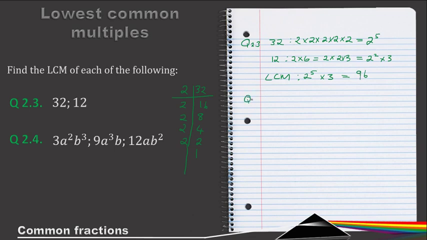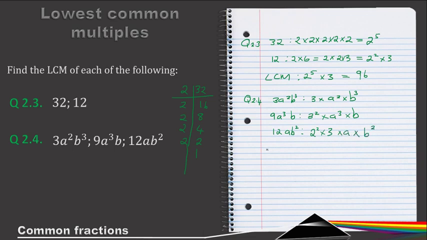Then for question 2.4, we've got 3a squared b cubed, and then 9a cubed b, and then 12ab squared. Alright, so now to break this up, we've got 3 times a squared times b to the power of 3. 9 is 3 squared times a cubed times b. 12 is 2 times 6, and 6 is 2 times 3, so this is 2 squared times 3 times a times b squared.